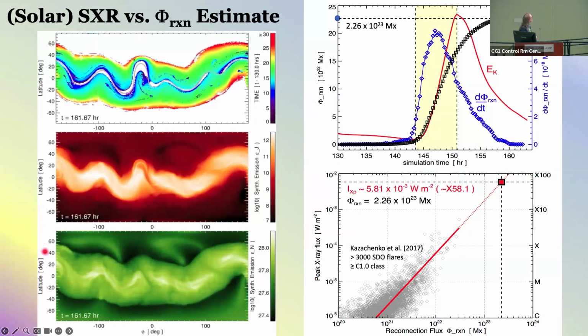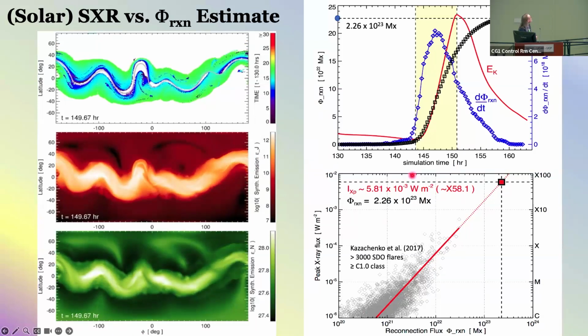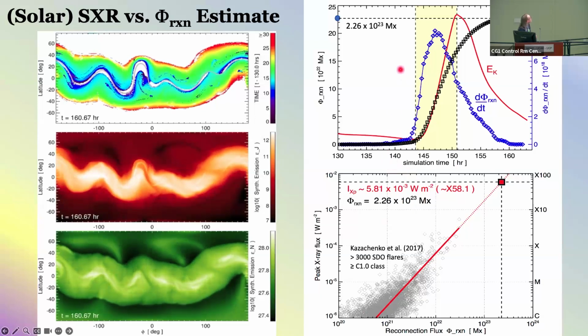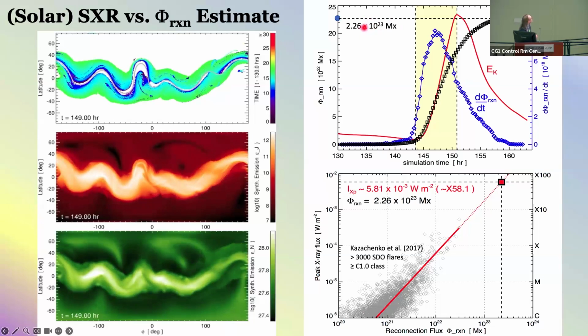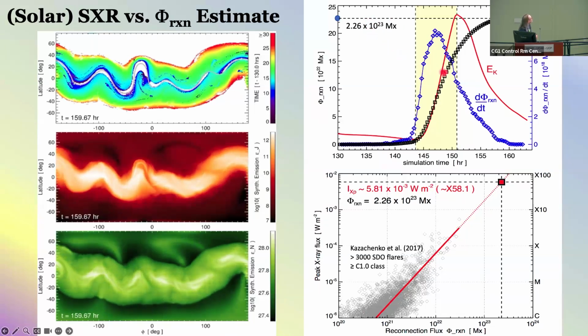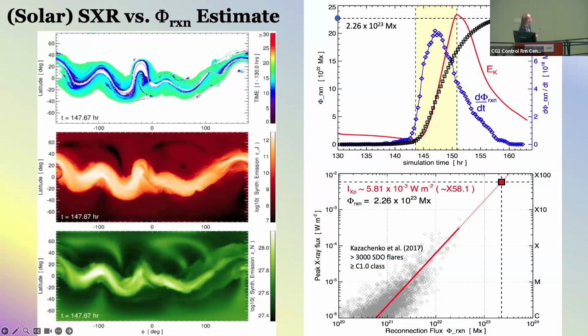Here's my arcade growth. Let's basically recreate the entire streamer belt. I can plot my numbers up here. My total reconnection flux is something like 2 times 10 to the 23 Maxwells. You say, okay, well, that's fine. That's a reasonable number, maybe.